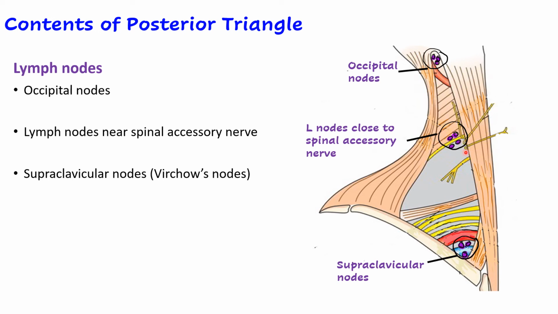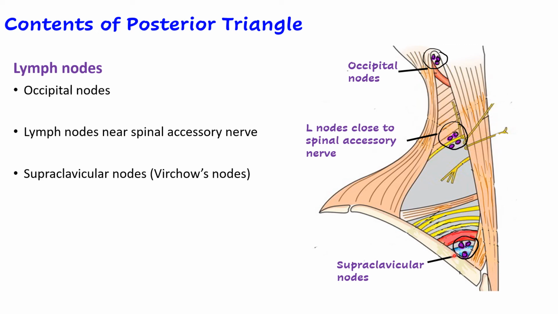This middle one which is present, this is very important. These are the lymph nodes which are very close to the spinal accessory nerve. Sometimes if there is any carcinoma or tumor and these lymph nodes need to be removed, one has to be very particular not to injure the spinal accessory nerve.